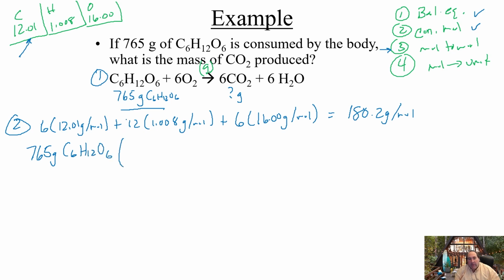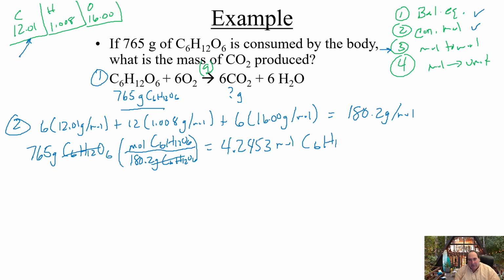So we'll take what they gave us, which was 765 grams of C6H12O6. We will use the molar mass with grams on the bottom so that they cancel: 180.2 grams C6H12O6 per mole C6H12O6. Grams are going to cancel in this case, and it looks like here 765 divided by 180.2 gives 4.2453 moles of C6H12O6. So we did step number 2.